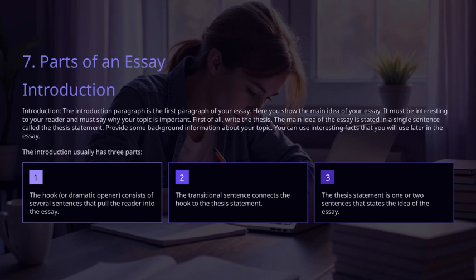But an introduction isn't just about the thesis. It also provides some background information about your topic, which helps your reader understand why your subject is important. You can include interesting facts or context that you'll explore further later in your essay. Remember, a good introduction usually has 3 parts: the hook to draw people in, the transitional sentence to connect to your main idea, and the thesis statement that clearly states what your essay is about. All these elements work together to make a strong start and set the tone for the rest of your writing.